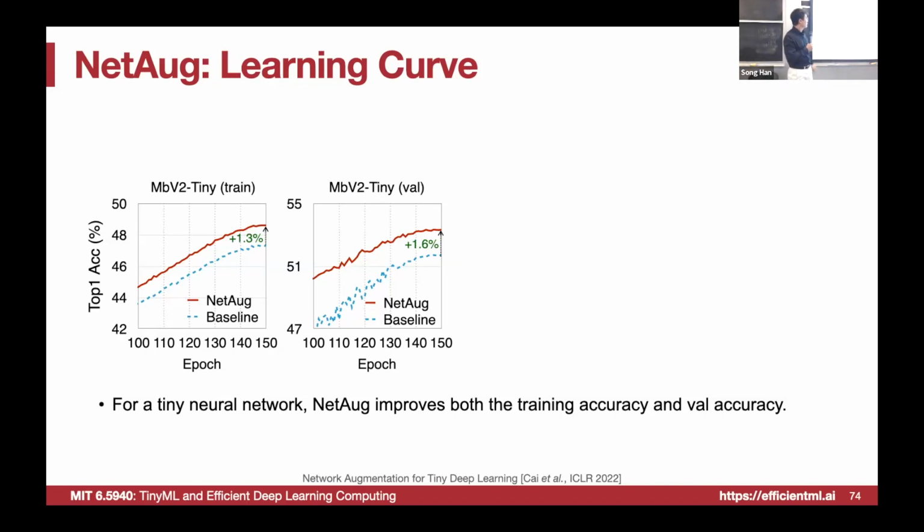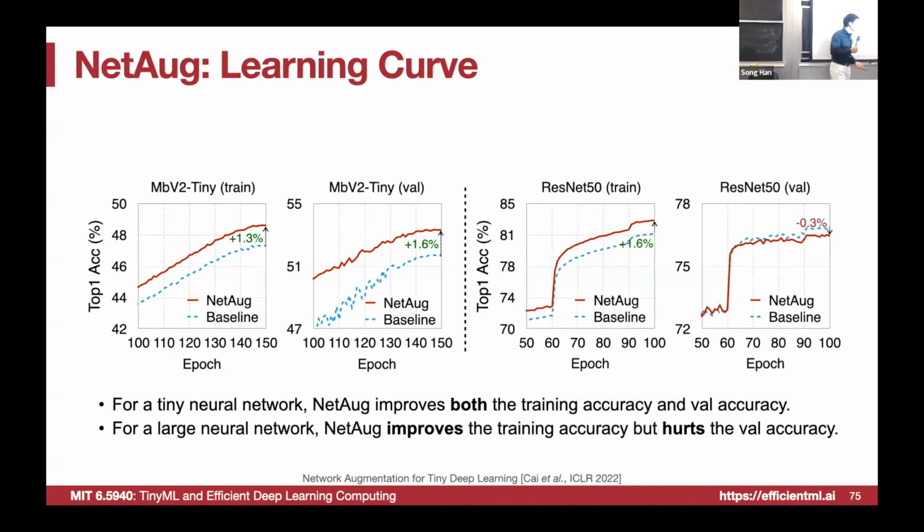So for a tiny neural network, network augmentation can improve both the training accuracy and also the validation accuracy. This is MobileNetV2-Tiny, improved in accuracy by 1.3% and 6%. However, as we expected, it only improved the training accuracy of a large model, but didn't improve the validation accuracy of the large model, because it's preventing the underfitting issue. And the large model already has enough capacity, which doesn't suffer from this issue.